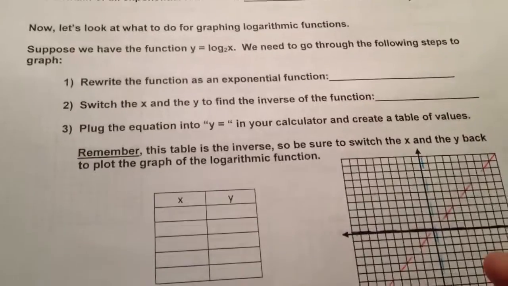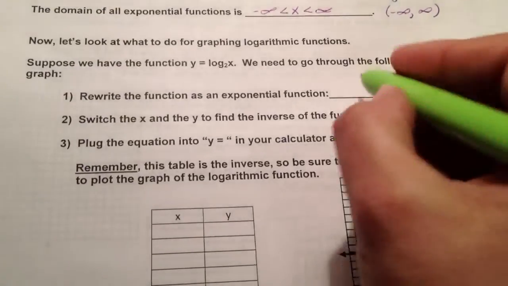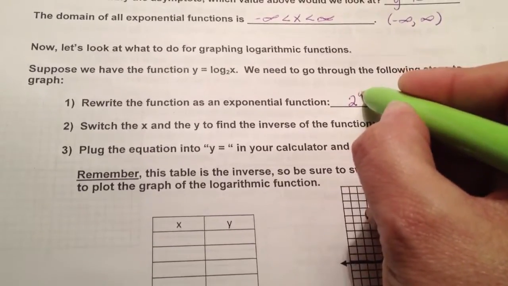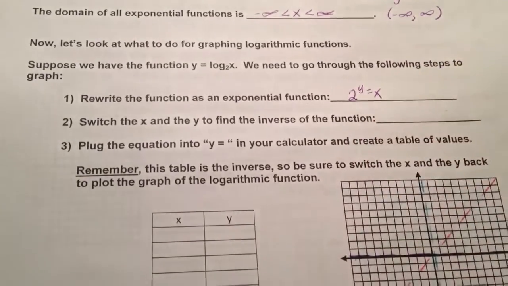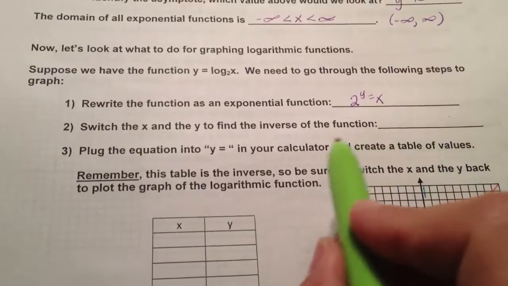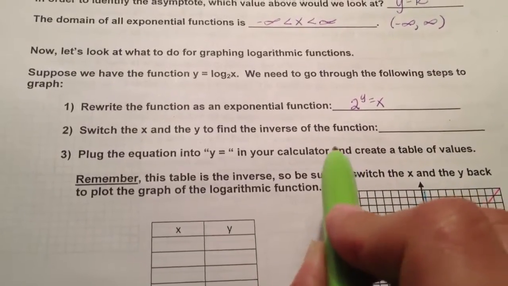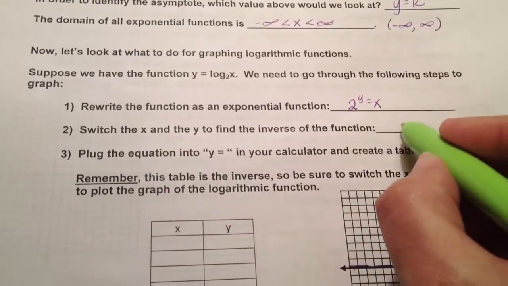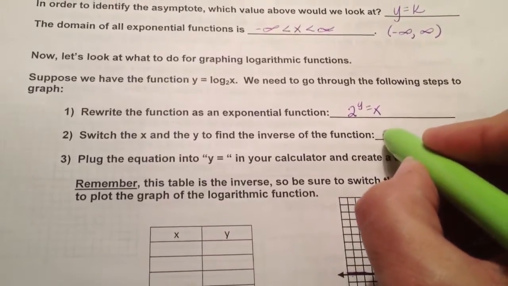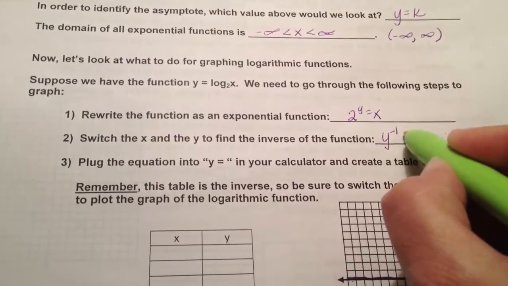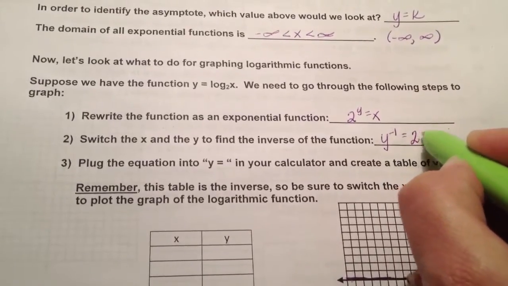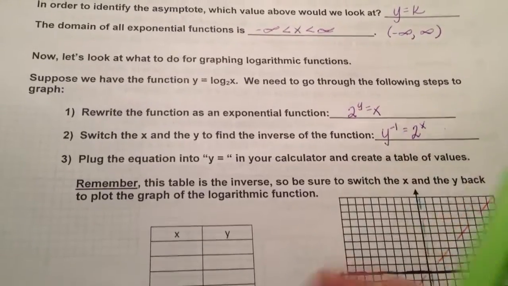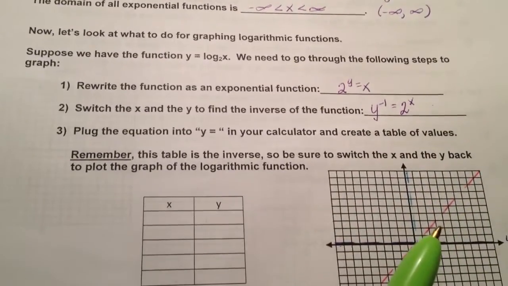First, we will rewrite the function as an exponential function. Remember, that would be base 2 to the y power is equal to x. And now we're going to switch the x and y to find the inverse of the function so that we have it in the form of y equals. So the inverse of the function is equal to 2 to the x power. I changed my x and y, and I wrote that it was indicated that it was the inverse.